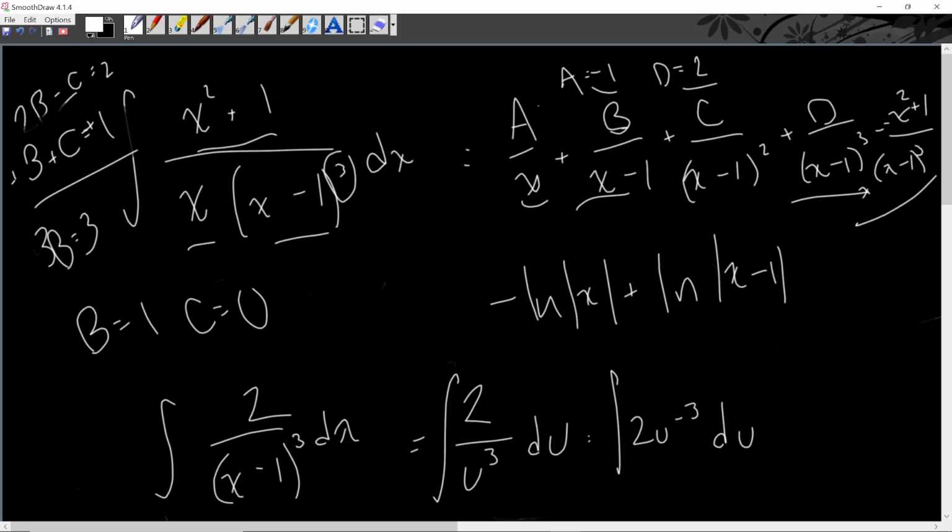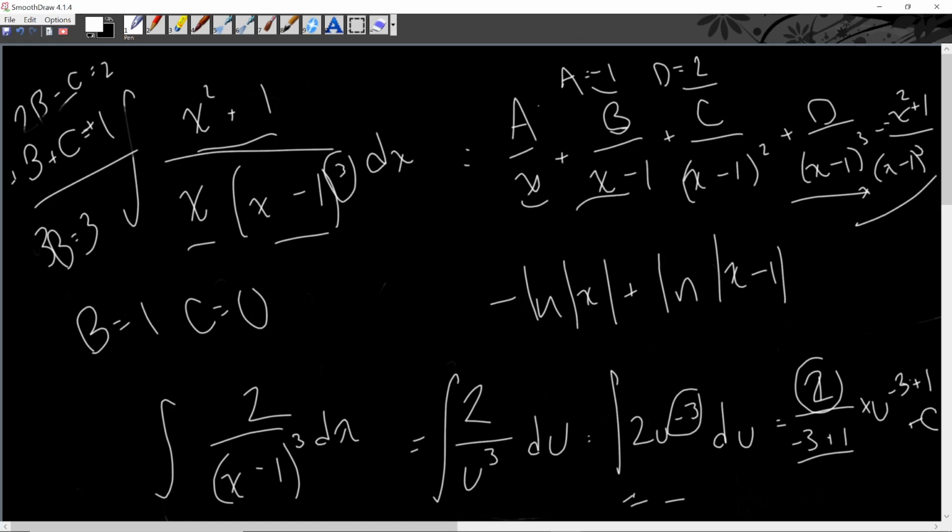Which, let's do that 1 over n plus 1 thing. We have 1 over n plus 1, n is going to be negative 3, so 1 over negative 3 plus 1 times 2, so I'm actually going to put that in the numerator, times u to the negative 2, or u to the negative 3 plus 1. I'll even write that down. Negative 3 plus 1 plus c, and so we'll just do this in our heads. We have negative 3 plus 1, which is negative 2, and we have 2. So 2 divided by negative 2 is negative 1. So we're going to have negative out in the front, and then negative 3 plus 1 is negative 2.